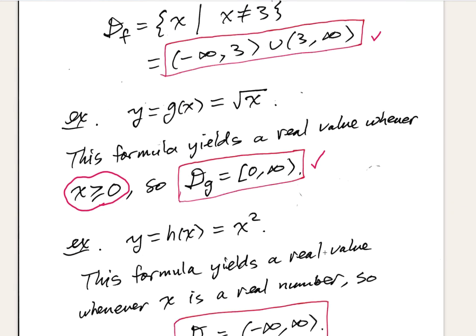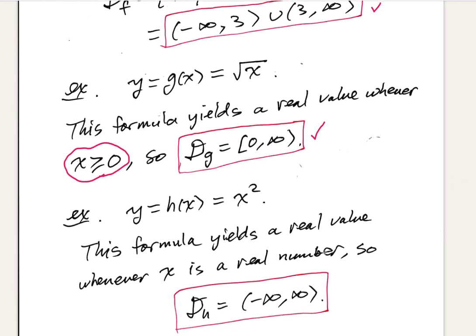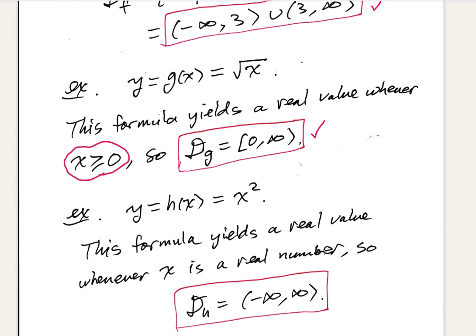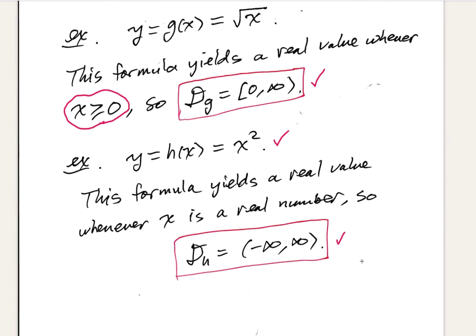All right, so jumping to it here without using the set builder notation. How about this one? y equals h of x equals x squared. We actually looked at the graph of that just a little earlier. This formula yields a real value whenever x is a real number. So the domain is all real numbers. How do we write that in interval notation? You remember: parentheses, minus infinity, comma, infinity, parentheses.